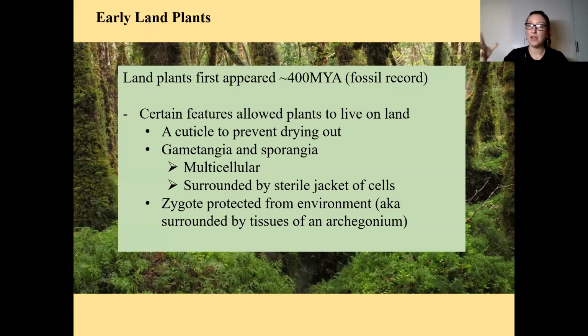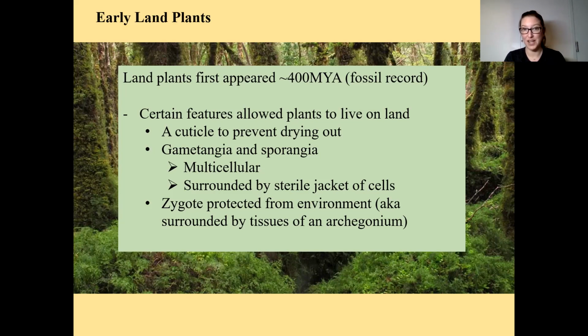But a cuticle in biological terms means a layer on the outside of your surface that prevents you from drying out. You can think of it as a skin cell layer. So plants developed this cuticle, and then they also developed, okay, here's some scary words, don't get scared.